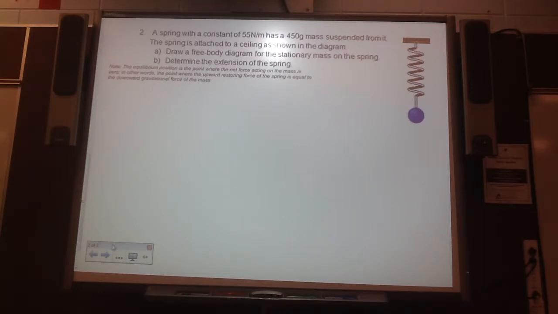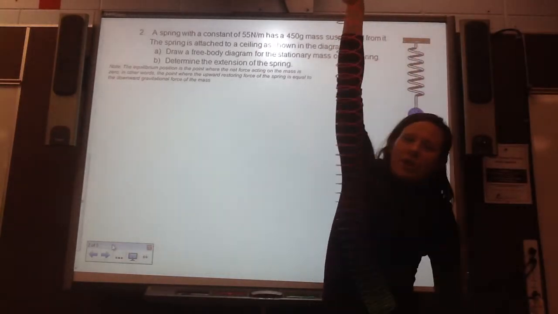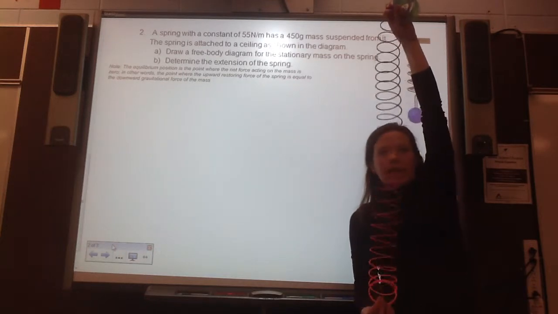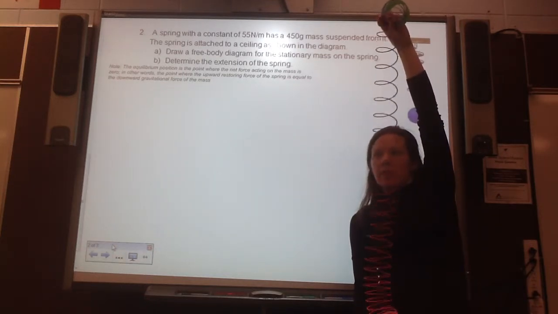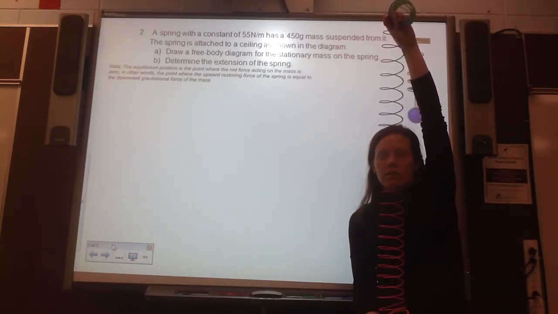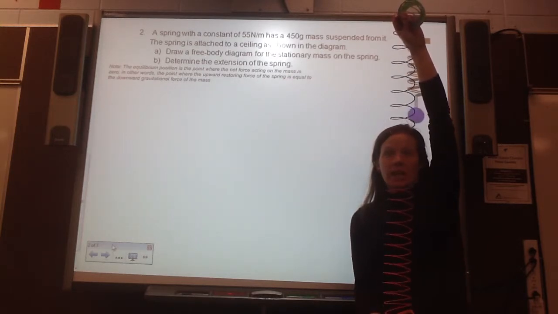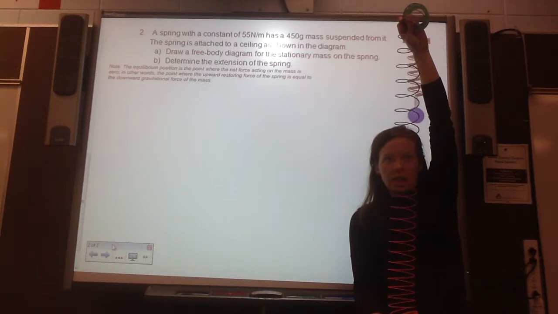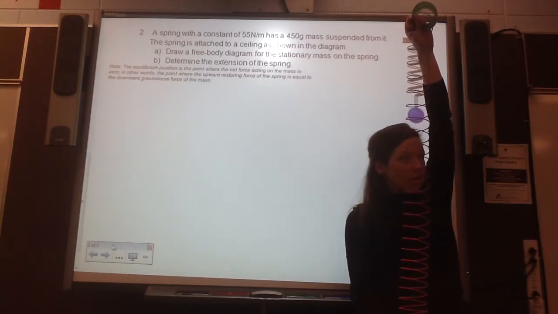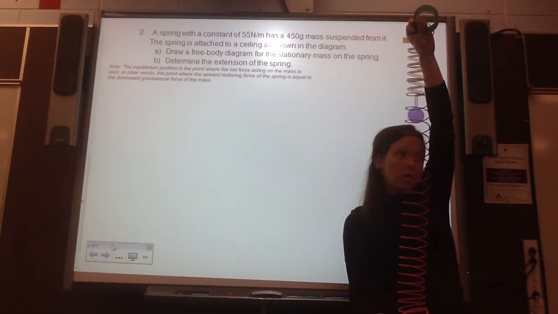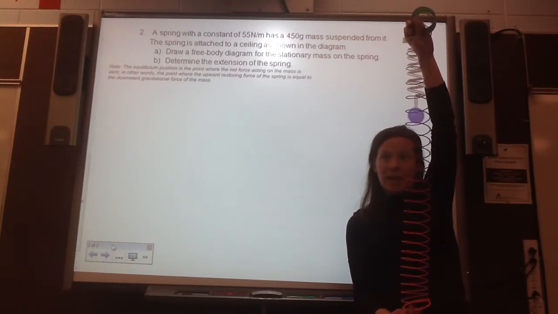So say I'm holding a spring up. Say it's attached, and the slinky's long, and I have a mass on the bottom, and I just let it do its bouncy thing, and then it's stopped. So it's extended a certain amount of length that's pulling the spring back up, as well as pulling gravity back down. So this mass right now is suspended.